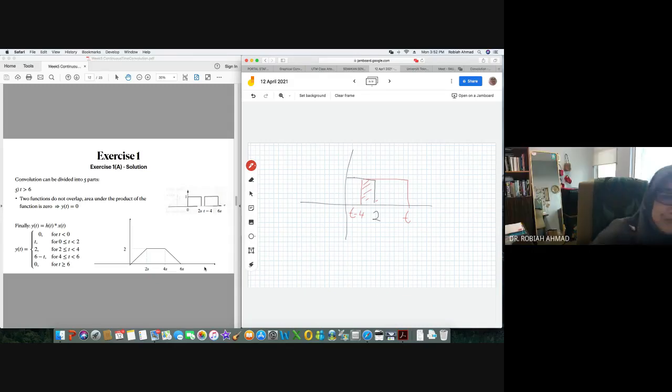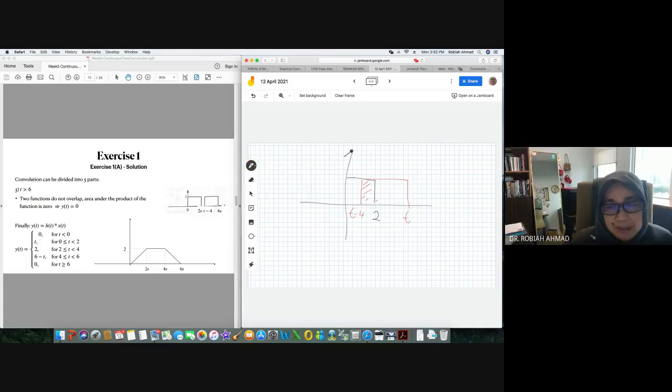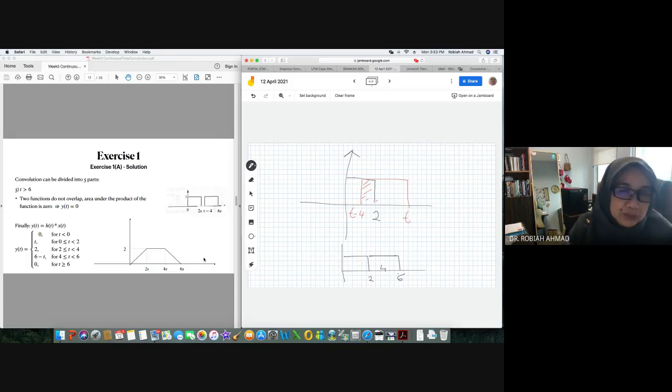Okay, boleh? Okay. Kenapa lepas 6? Sebab kita tahu yang hitam ni dia punya lebar dia 2 kan. Yang merah lebar dia 4. So bila ini dia dah tak overlap lah. 2 dan 4 campur dengan ni 4. So this one will be 6. So more than 6 dia tak overlap dah. So the YT will be 0.